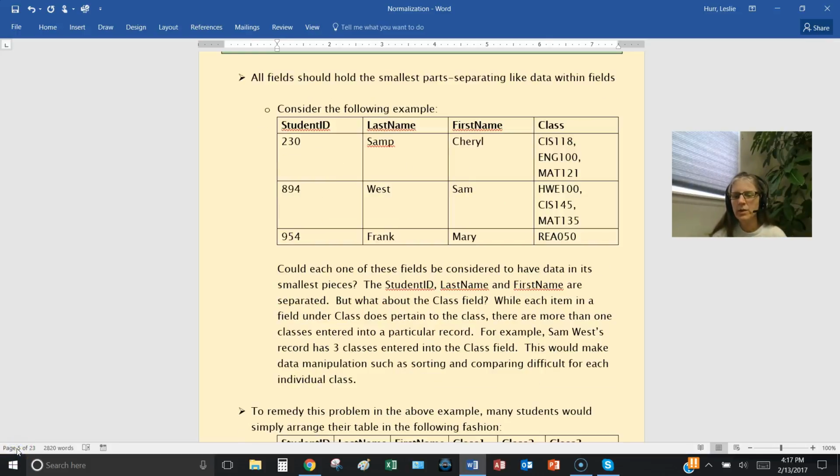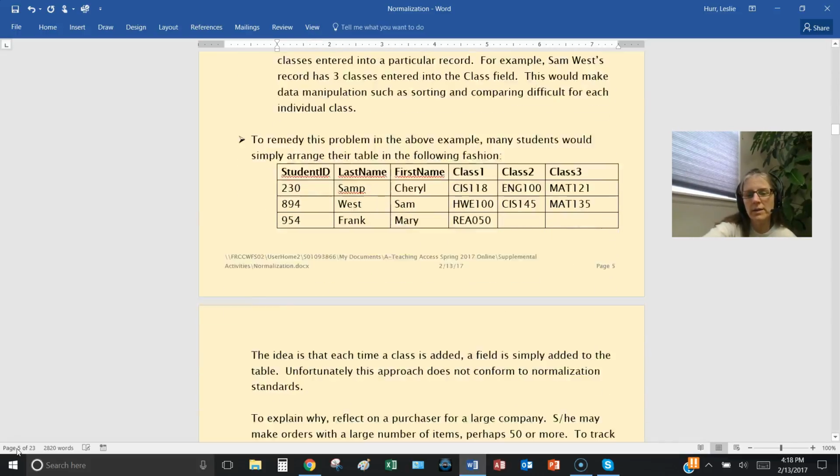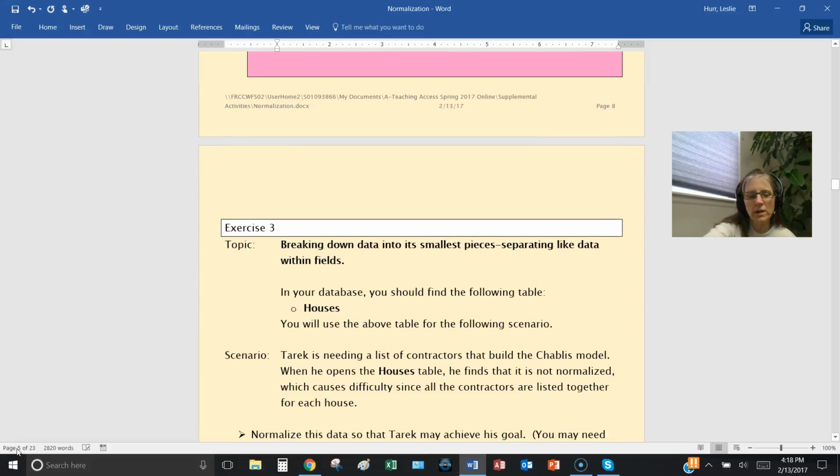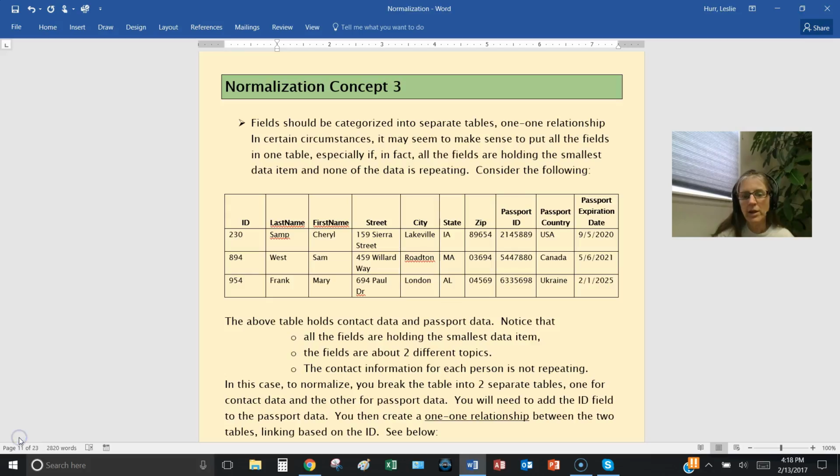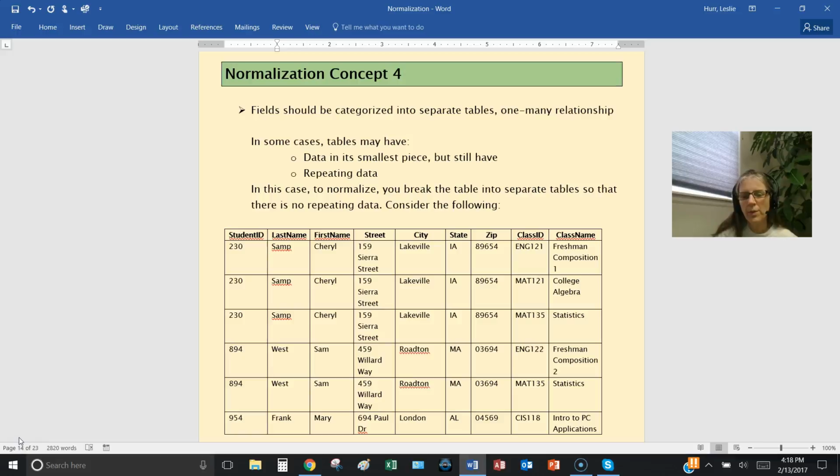And here, once again, we have a situation where we have multiple entries in one field, and we need to break it down so that we have one data item within a field. And so you can go over that. And once again, you can read all this detailed information. There's lots of detailed information in here. Here's where you're categorizing your information and putting it into two tables because it's two different topics. And here's where you separate the data into two tables because it has repeating data in it.